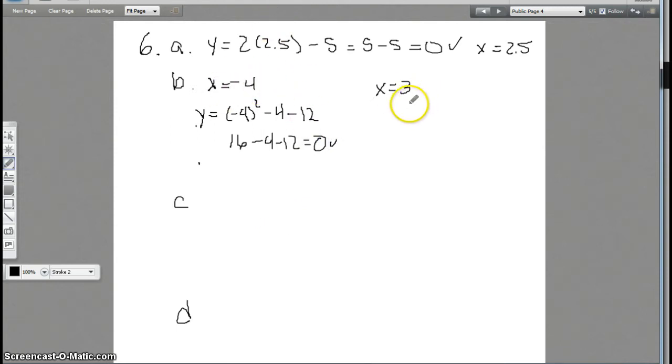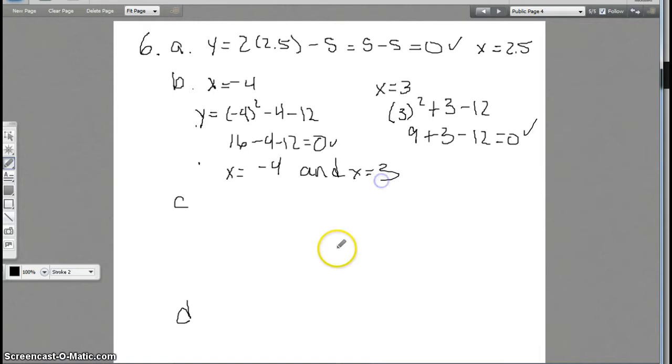Now we're going to plug in x equals 3. So our equation is 3 squared plus 3 minus 12. So 3 squared is 9, and then we're going to add 3 and take away 12. 9 plus 3 is 12, minus 12 is 0, so that means it works. So our solutions for Part B are x equals -4 and x equals 3. Those are both solutions to the equation.